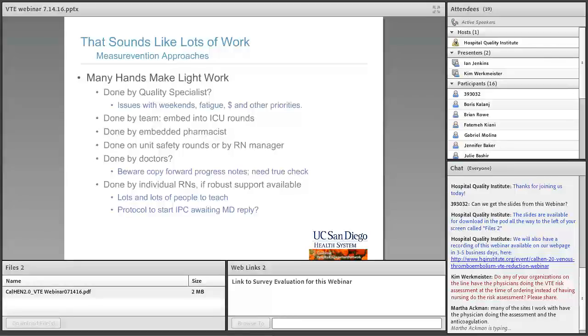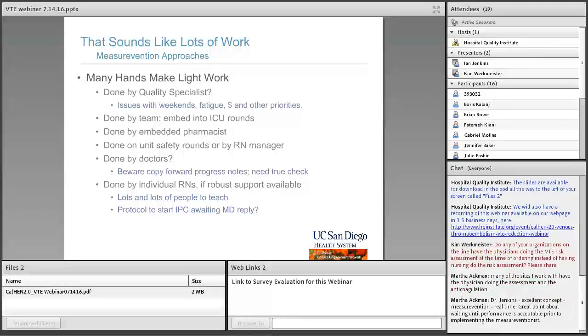It could be a nurse manager. It could be done on unit rounds. I will say if you're going to try to use all the doctors or all the nurses, that probably won't work. It might, but remember that the doctors tend to copy their notes, and they could be writing every day continue enoxaparin and continue heparin, and in fact it's not ordered because they're just copying their notes over, and the doctor might be unaware of that.